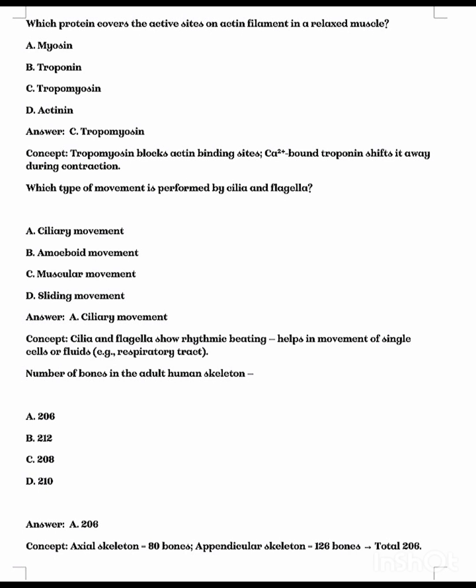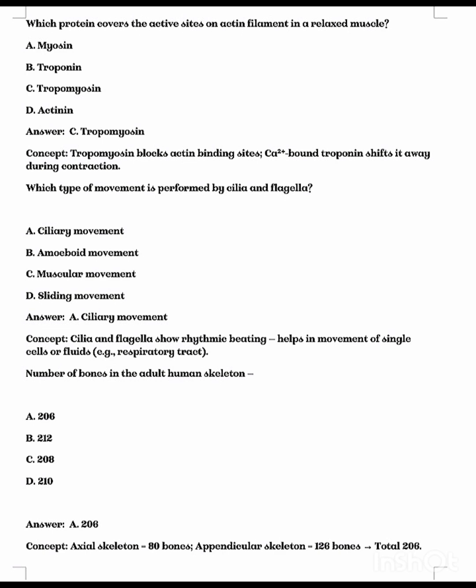respiratory tract. Number of bones in the adult human skeleton: A. 206, B. 212, C. 208, D. 210. Answer A. 206. Concept: axial skeleton is 80 bones. Appendicular skeleton is 126 bones.